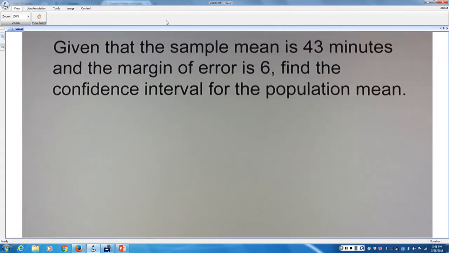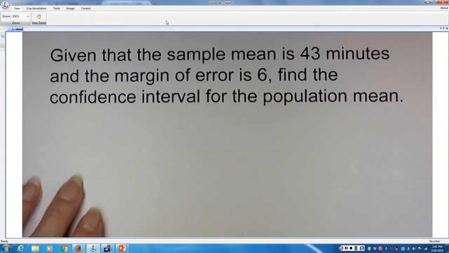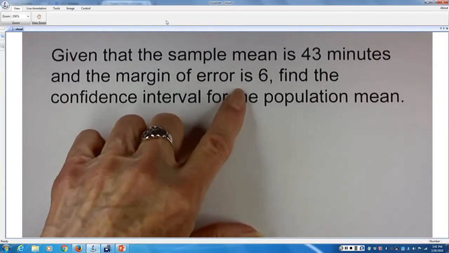It says, given that we have a sample mean of 43 minutes and a margin of error of 6 minutes, find the confidence interval for the population mean. Now again, we don't know the percentage yet. We don't have that because they've already done that work for us. They're just giving us this information.